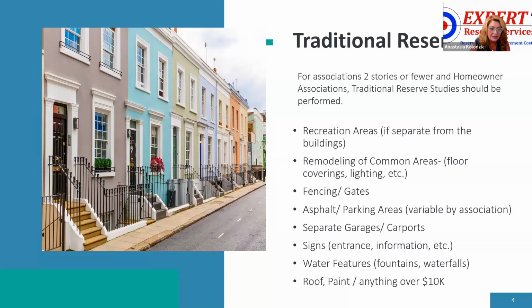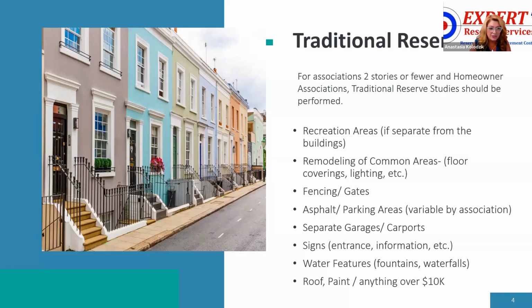So if you get a structural integrity reserve study, which does not include the asphalt or your parking area on the outside of your building, then you are out of compliance. You still have to have a reserve for that asphalt, because that is still statutory. Separate garages and carports, signs, water features, roof paint, anything over 10,000 if it falls outside of the SIRS. So that's your homeowners associations and your condos that are 2 stories and below.